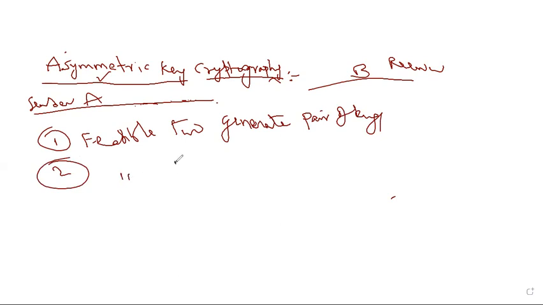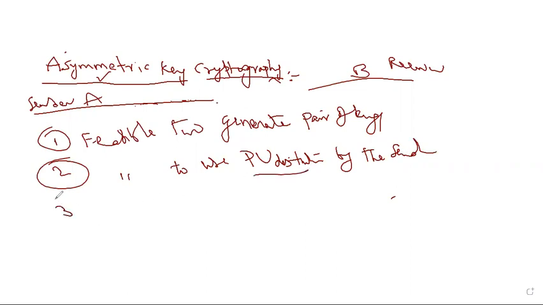The second one is that it is computationally feasible to use the public key. Generally, the public key is represented as PU, the public key of the destination, right? It is public. It is computationally easy for the source or sender to use the public key of the destination. If the sender uses the public key of the destination, it is also computationally feasible for the receiver to use his own private key for decryption.